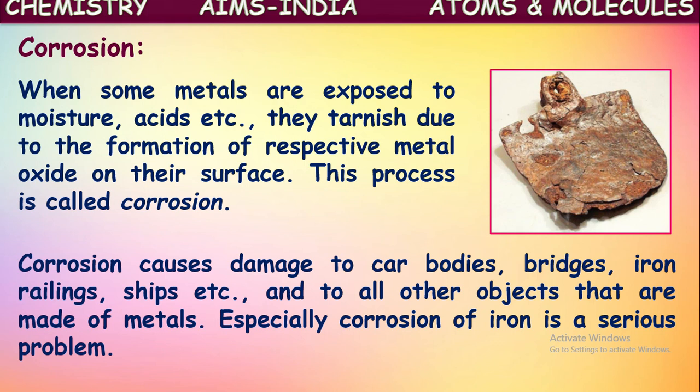If some iron objects are kept outside in the air, after a few days, you will observe brown colored coating formed on these iron articles. That is rust, or corrosion. This happened because these metals react with atmospheric oxygen in the presence of moisture, so they form rust. This formation is called corrosion.